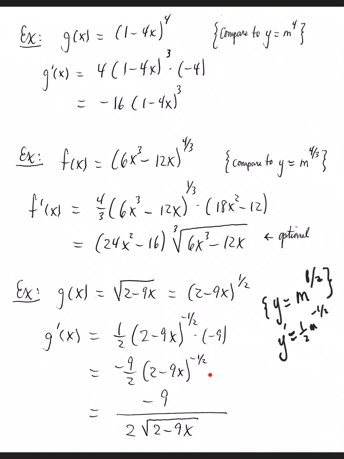This step is totally fine to stop on. If you want that exponent to be positive, carry it to the denominator alongside this 2, and then change it back to a square root radical, giving you negative 9 over 2 times the square root of 2 minus 9x. I think I said it backwards. Again, this looks cleaner. This is okay.